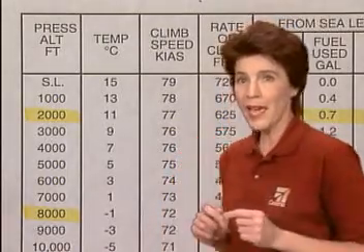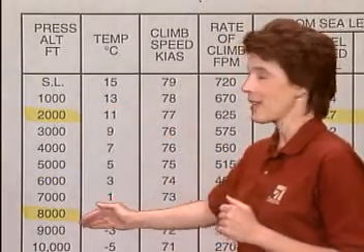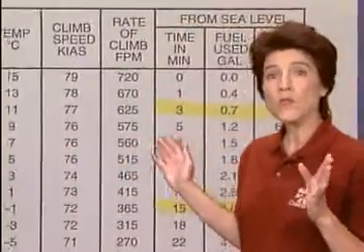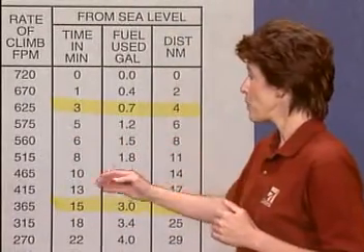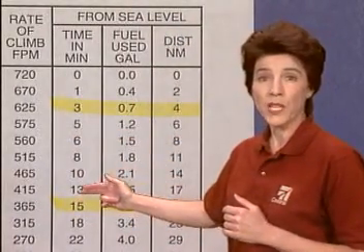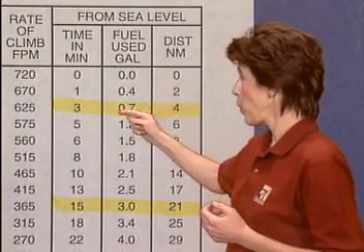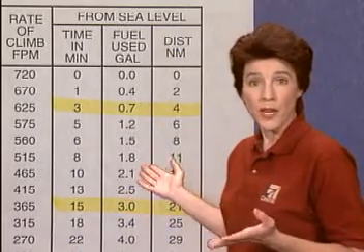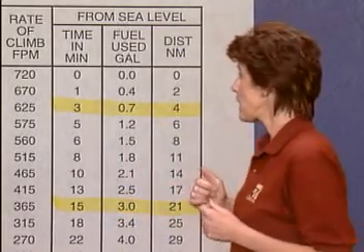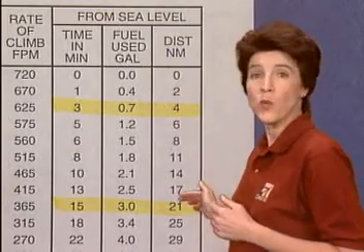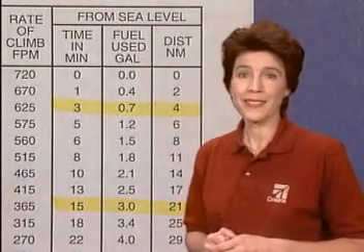To keep it simple, don't interpolate. Go to the next nearest value that offers a conservative result. That's one that has you overestimate the time, distance, and fuel used to climb. In this case, use 2,000 feet and 8,000 feet. So following those values across, you would get time by subtracting 3 from 15. That leaves you 12 minutes. To get the fuel used, you subtract 0.7 from 3, and you get 2.3 gallons. And to get the nautical miles, you subtract 4 from 21, or 17 nautical miles.